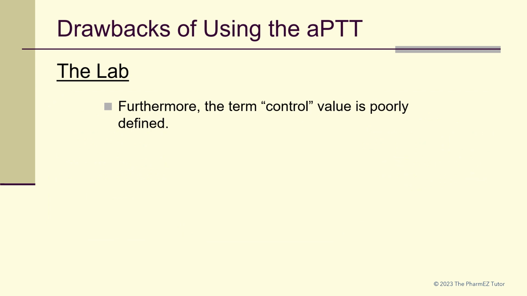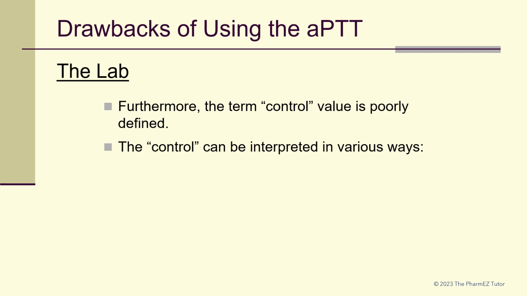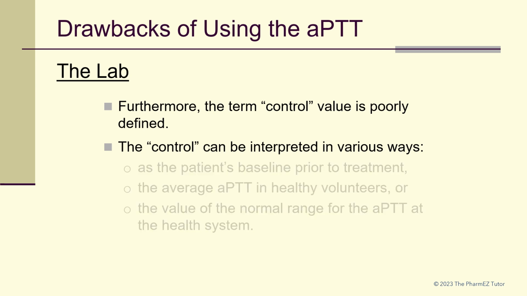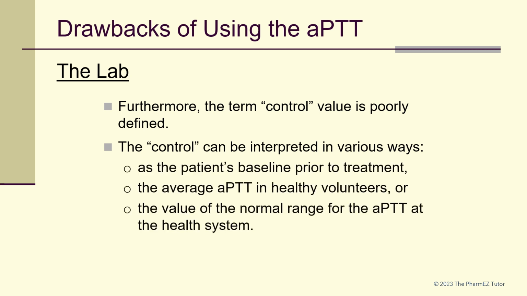Furthermore, the term control value is poorly defined. The control can be interpreted in various ways: as the patient's baseline prior to treatment, the average aPTT in healthy volunteers, or the value of the normal range for the aPTT at the health system.